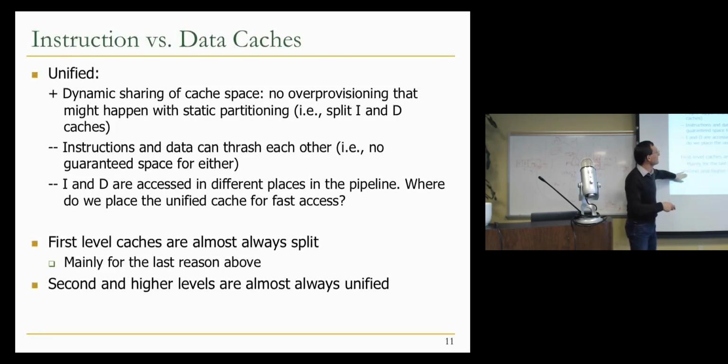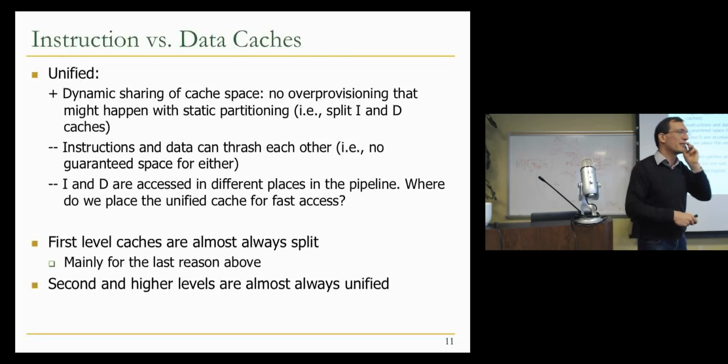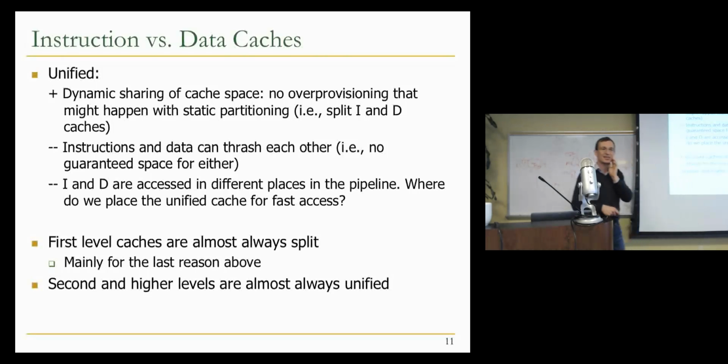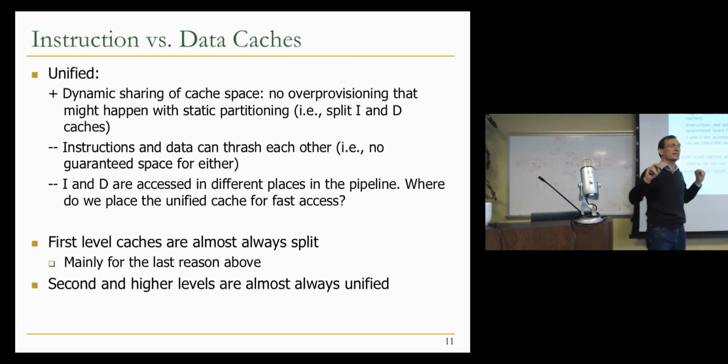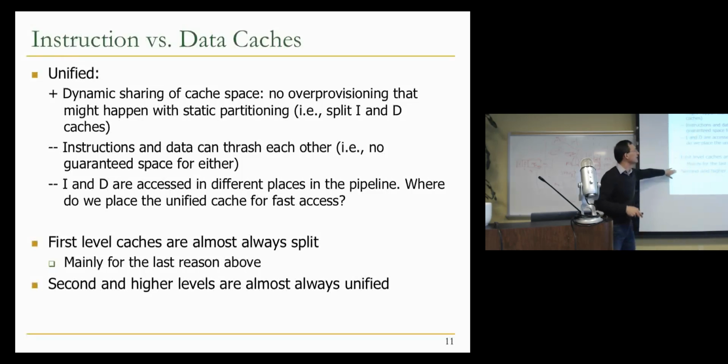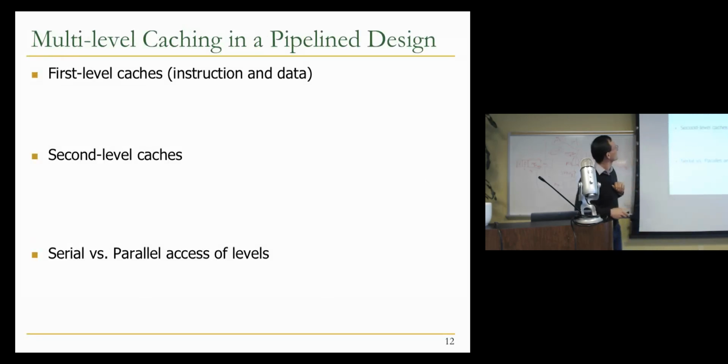And second and higher levels are almost always unified. Although there have been processors that have second level data caches and second level instruction caches, especially if you have server workloads with big instruction working set sizes, it may be a good idea to have separate instruction caches. But usually they're unified.